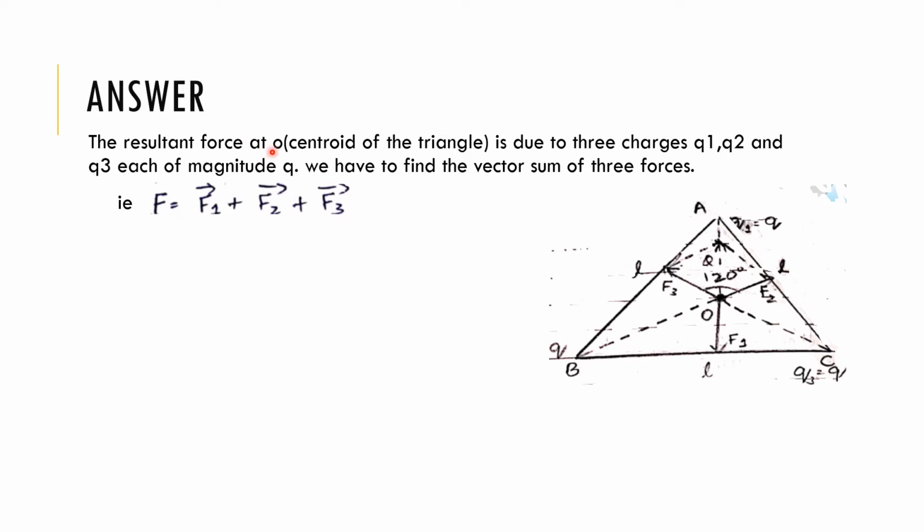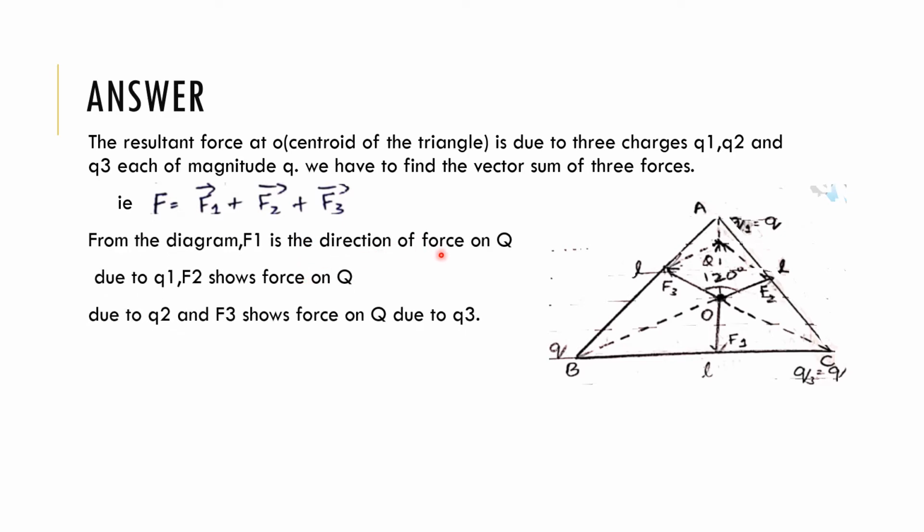So the resultant force at the centroid of the triangle due to charges Q1, Q2 and Q3, each of magnitude Q, is the vector sum of three forces F1 plus F2 plus F3. This is by the superposition principle. Net force is equal to F1 plus F2 plus F3. Now from the diagram, see this notation. F1 is the force on Q due to Q1. F2 is the force on Q due to Q2 and F3 shows the force on Q due to Q3. That is shown here.